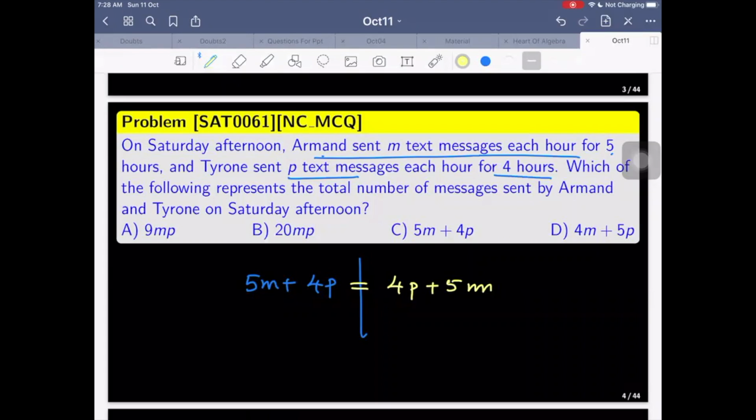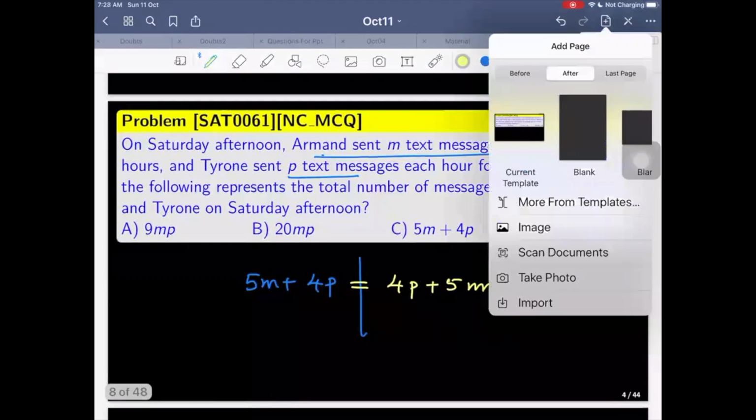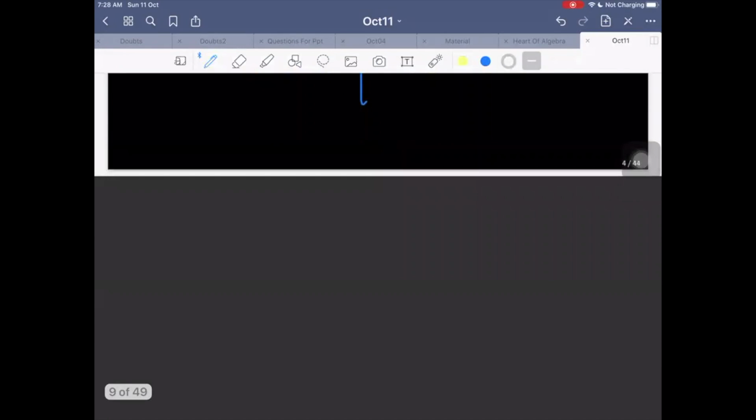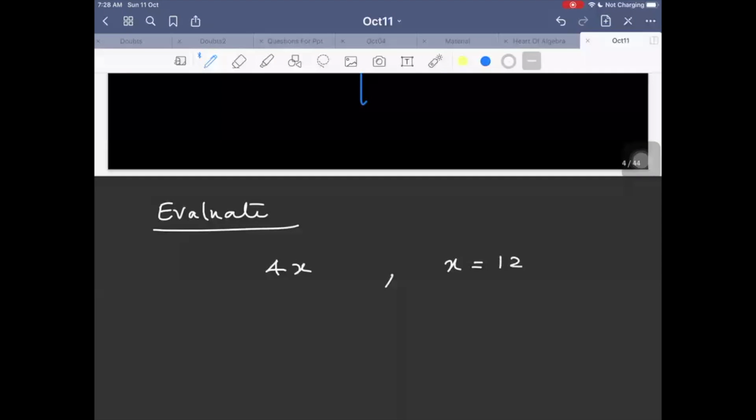Now the thing is, you can always evaluate an expression. What do you mean by evaluating an expression? Say, for example, you have an expression 4x. What do you think will be the value of this expression at x is equal to 120? Can somebody tell me?